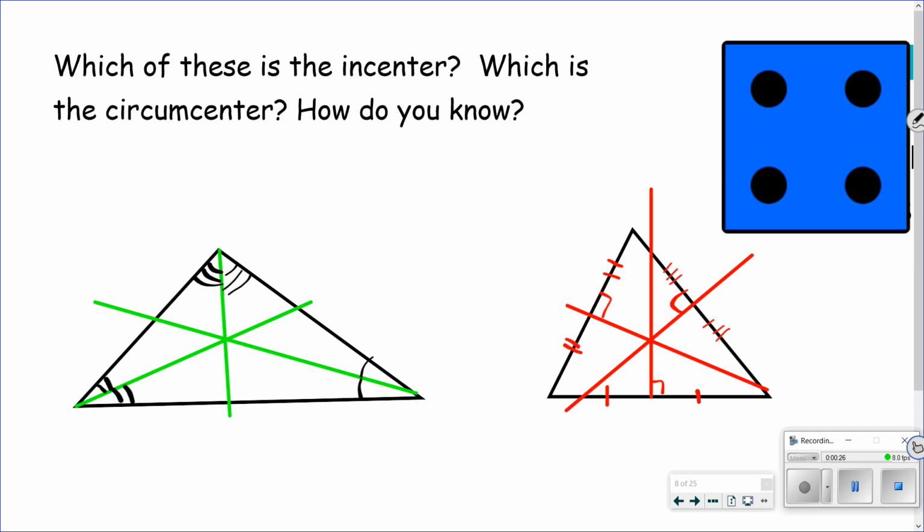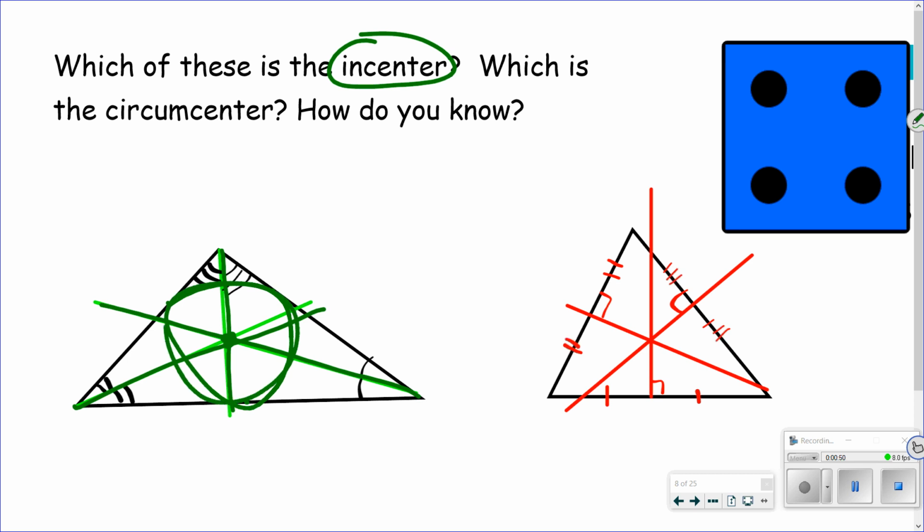Okay, so if you look at this first triangle, these are the angle bisectors. So if you look at these ones in green, that's an angle bisector, that's an angle bisector, and that's an angle bisector. That means that point where they cross is the incenter. Okay, so that one's the incenter. Remember what that means. That means that point is equal distance from all the sides of the triangle. So if I measure from there, and I could draw a circle on the inside, that distance from there to there to there, it's equal distance from all the sides.